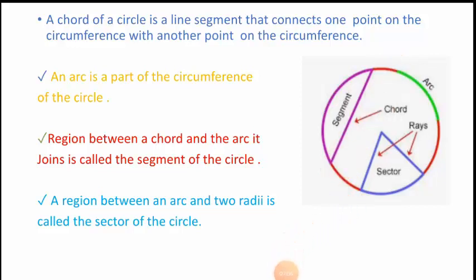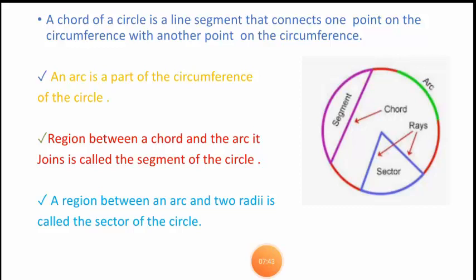Now after this term chord, if I talk about an arc, so an arc is a part of a circumference of a circle. After this, if I talk about another term as segment, so this is the region which is formed when a chord is drawn, and inside this chord and an arc of a circle, the area is enclosed. So this enclosed area represents segment of a circle.